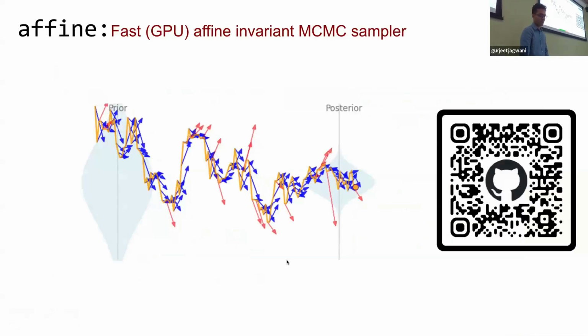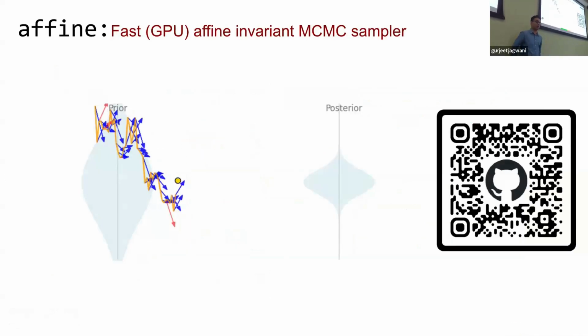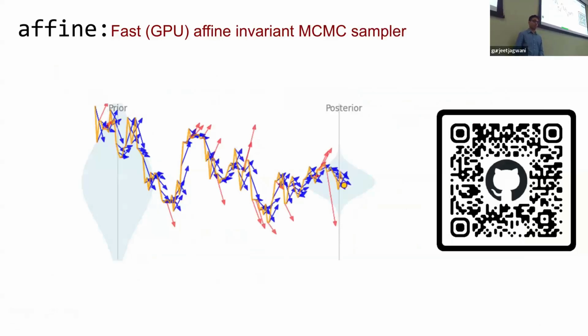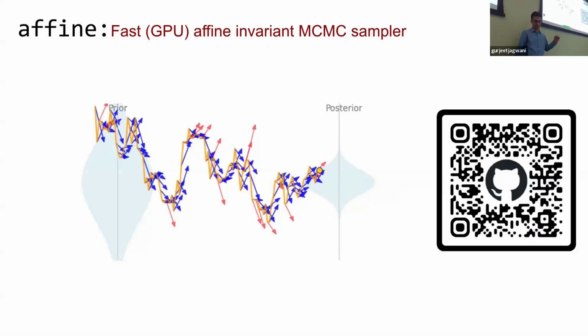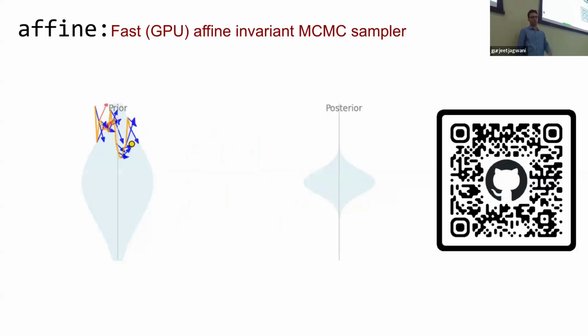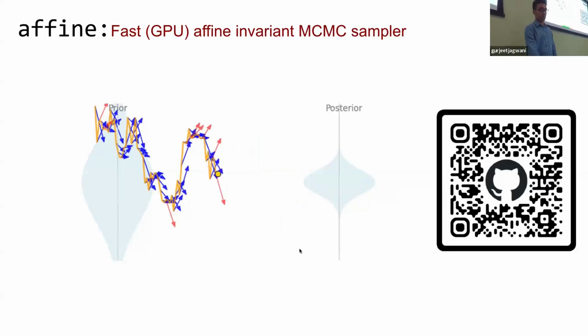We enable this by using Affine, which is our MCMC sampler. It's an affine invariant MCMC sampler that we have shown to be really scalable and works with as many galaxies, as much data. It shows very good, strong scaling with more data.